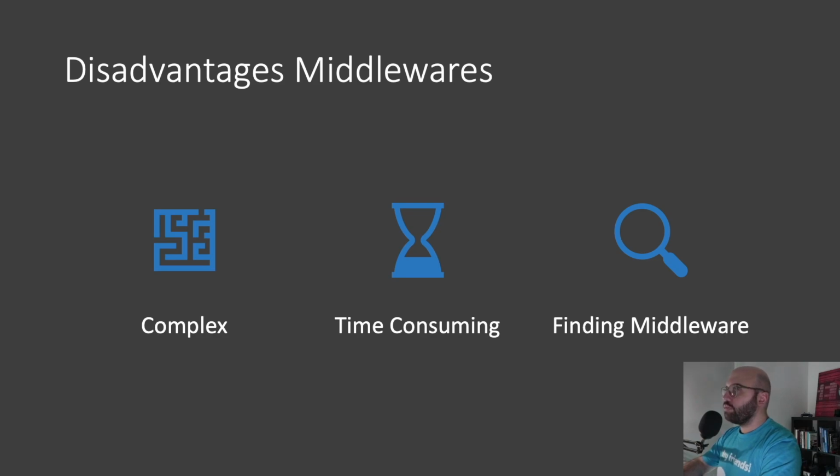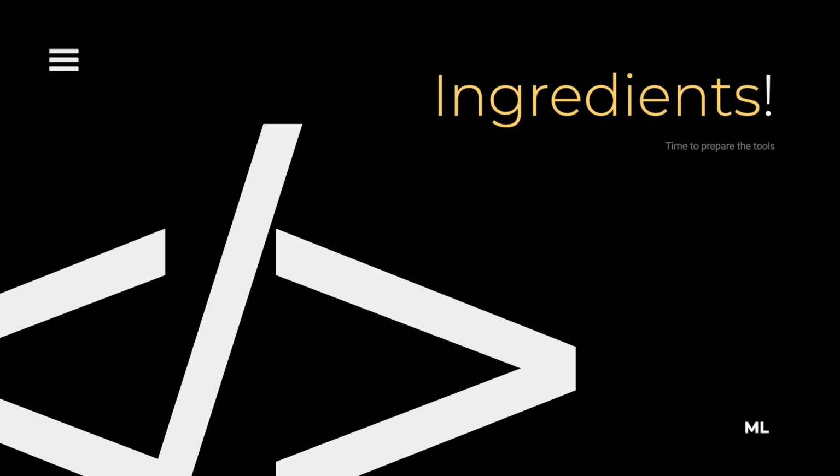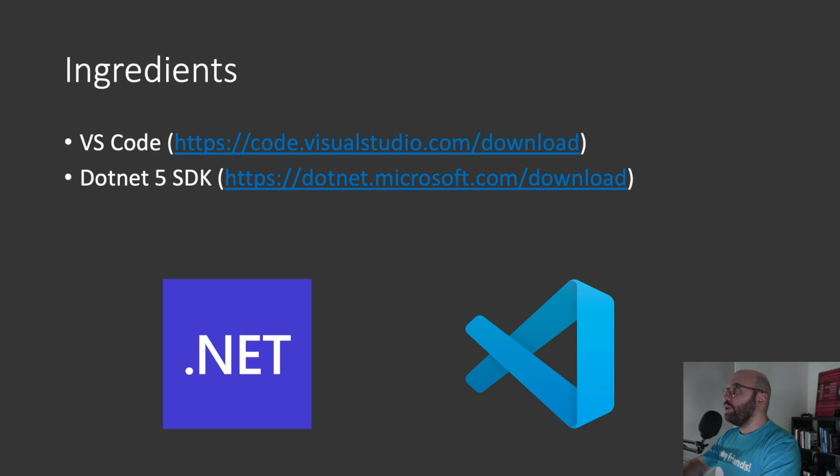So now let us discuss the ingredients that we're going to need in order to discover middlewares and build some of our own. The first thing we're going to need is Visual Studio Code, which is going to be our code editor. The second thing is the .NET 5 SDK, which is going to be our SDK for building our ASP.NET Core application. You can find the links on the screen here and in the description down below.